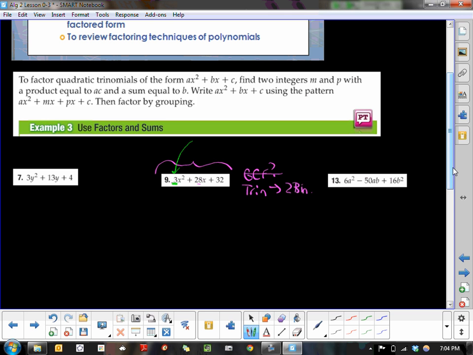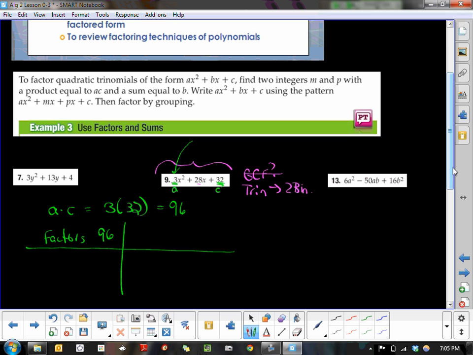Take your A times your C. So take A times C. So we're going to take A times C, which is 3 times 32. Do the multiplication on that. That gives you 96. So we want to be able to figure out what are all the factors of 96. And that's our M times P.